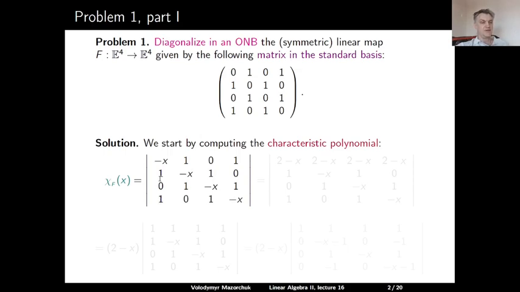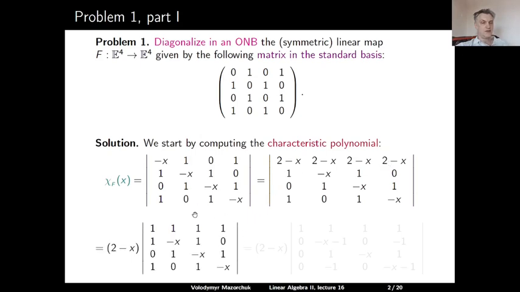Therefore, as the first step in the computation of this determinant, we add all rows to the first row. This does not change the determinant, and the first row becomes 2 minus x, 2 minus x, 2 minus x, 2 minus x. So we have a common factor 2 minus x in the first row, which we can move out. And now we have the matrix where the first row is 1, 1, 1, 1.